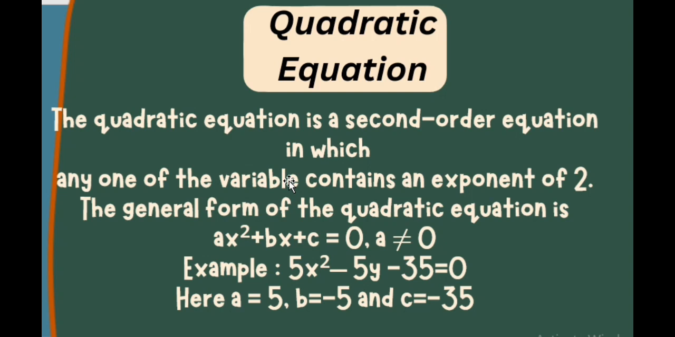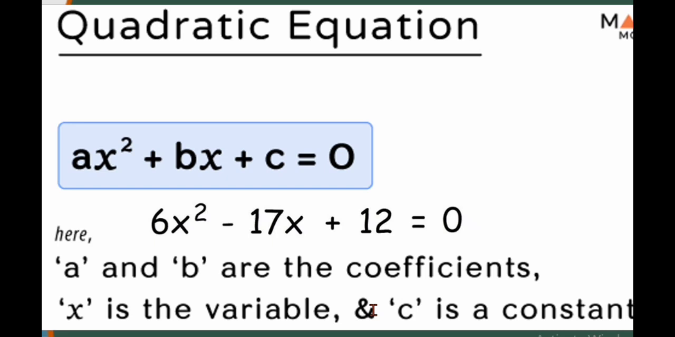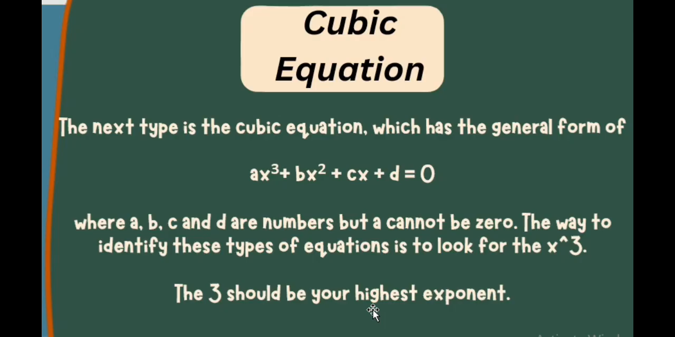Quadratic equation. A quadratic equation is a second order equation in which any one of the variables contains an exponent of 2. The general form of the quadratic equation is ax^2 + bx + c = 0, where a is never equal to 0. So we have this expression. Your coefficient for the exponent 2 is 5, your coefficient for y is minus 5, and your c, which is the constant, is minus 35. This is the expression for a quadratic equation. We have several methods of solving quadratic equations as well, which we are going to discuss in our next class.